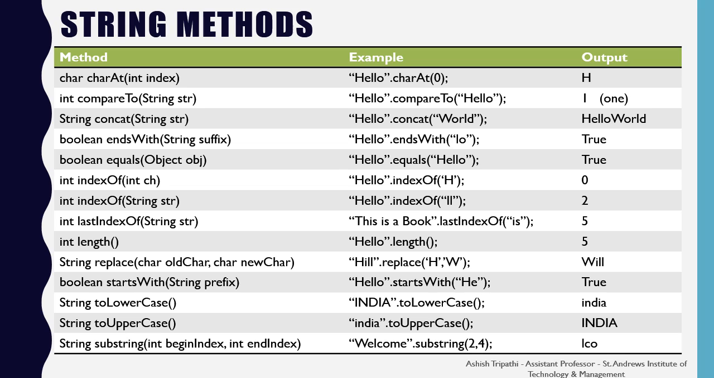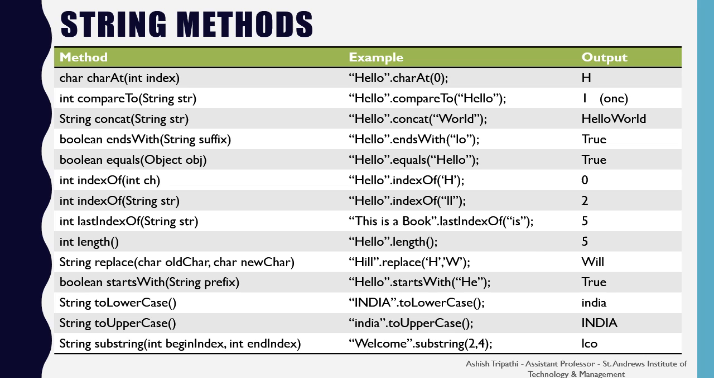The next method is the equals method. The equals method takes an object or a string as an argument and compares it with the calling string. If both of the strings have the same object reference, then it returns true. Hence, it lexicographically compares the two string objects.